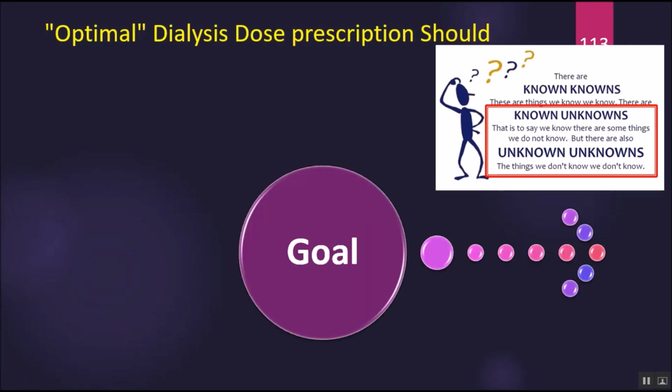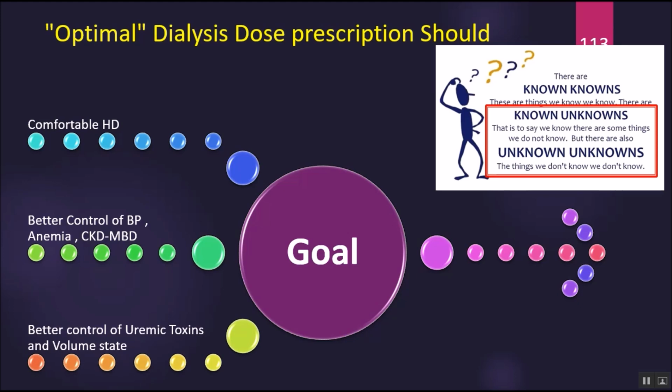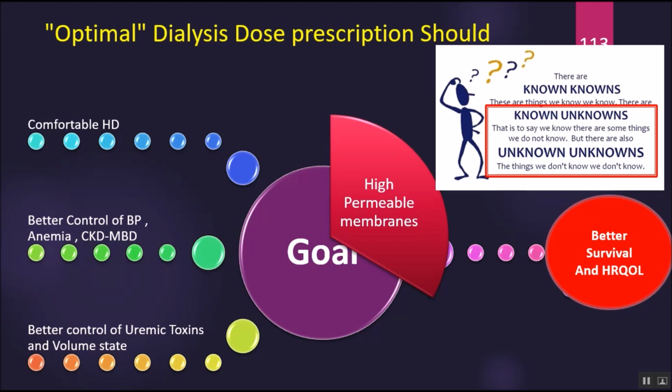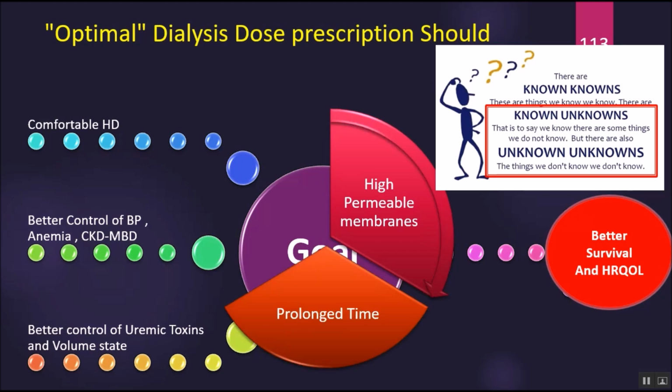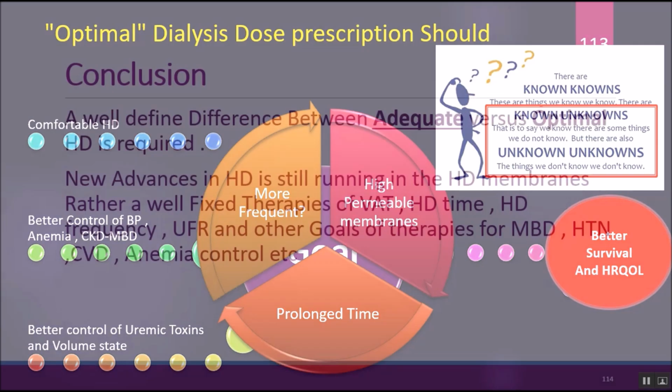So for optimal dialysis prescription, we have to understand and know what we don't know up till now. Comfortable, better control of blood pressure, anemia, CKD-MBD, better control of uremic toxins and volume state, and our goal is better survival and health-related quality of life. You need a highly permeable membrane, high flux, more prolonged time, and more frequency, every other day dialysis at least.